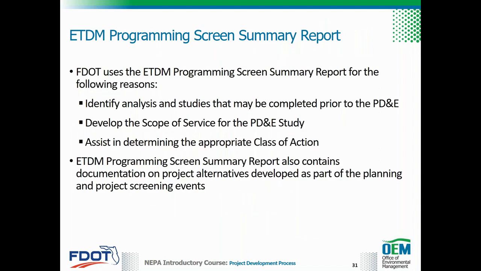The programming screen summary report summarizes recommendations and results from ETAT reviews. FDOT uses the report to advance or focus analysis and studies conducted prior to the PD&E phase, develop the scope of services for the PD&E study, and assist in determining the appropriate class of action for the project. The ETDM Programming Screen Summary Report also contains documentation of project alternatives developed as part of the planning and project screening events.